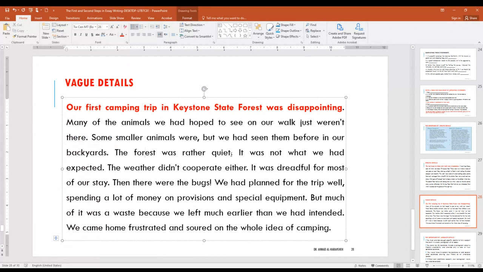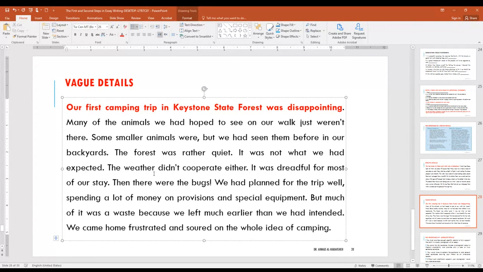The forest was rather quiet. How was it rather quiet? It wasn't what we had expected. So what did you expect? We expected it to be full of life. We expected to see so many animals like tigers, lions, monkeys, snakes, etc.